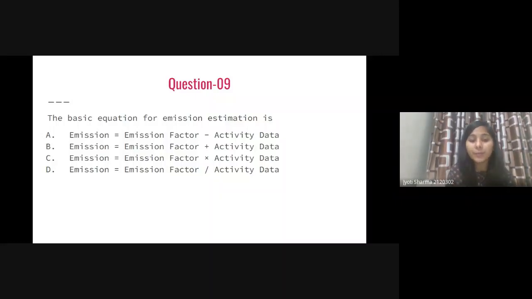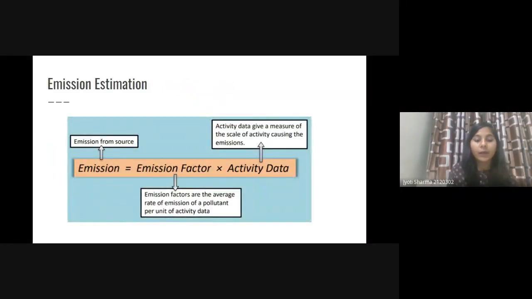So what do you mean by emission? What do you mean by emission factor? And what do you mean by activity data? So we will know about it, right? The answer is C. Okay, emission is how much emission you are getting from the source. Emission factor is the average rate of the emission of the pollutant per unit of activity.